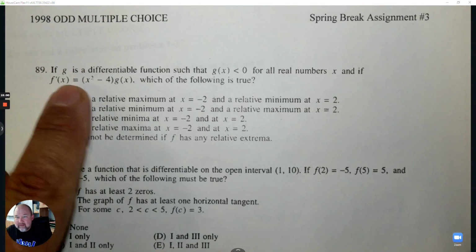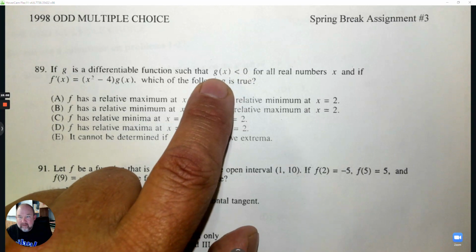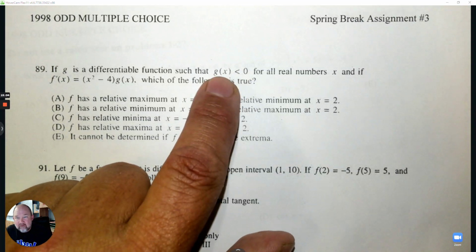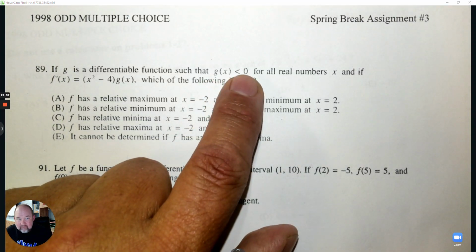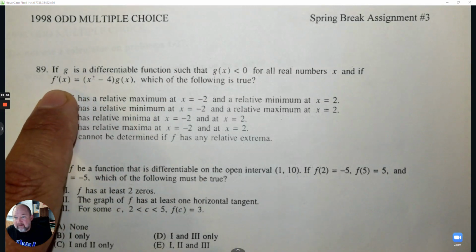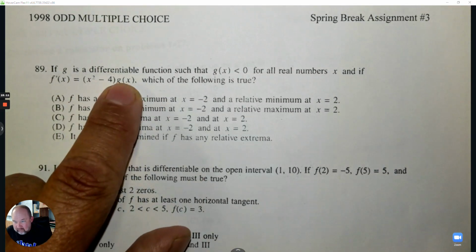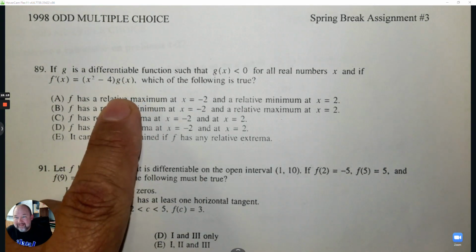89. If g is a differentiable function so that g of x is always negative, and f is the derivative here using this. Which of the following is true?